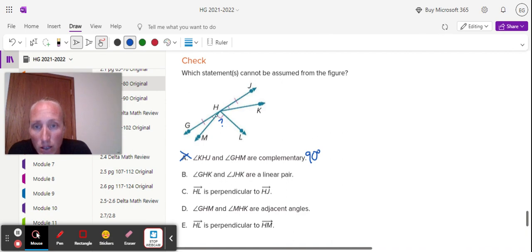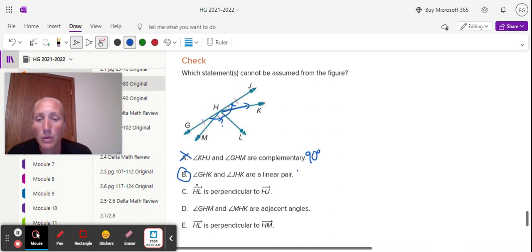GHM, that's a big angle, and JHK are a linear pair. So this is a yes. You absolutely can make that assumption, because both of those angles have a shared side, they're adjacent angles, they cover the entire straight line that's there, and the two other sides of them form a line, so yes, this is a linear pair.